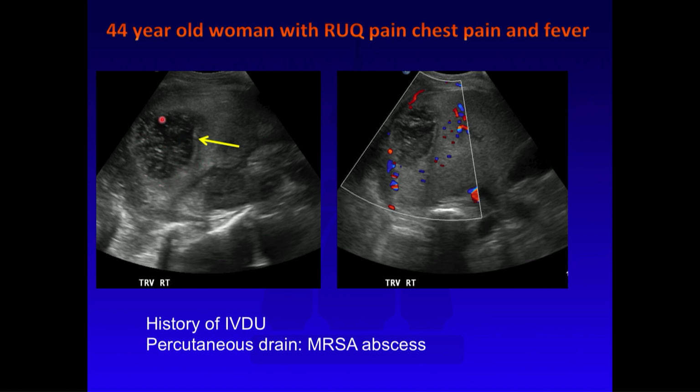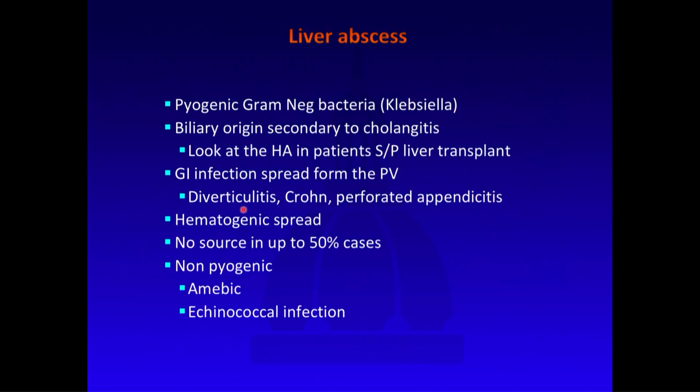Now, theoretically, in a different area, it could be a metastatic disease from squamous cell cancer. They also tend to be cystic. But this was drained percutaneously, and it was an MRSA abscess. So they're not that uncommon, actually, and some of these patients don't necessarily present acutely. Usually, they're pyogenic gram-negative bacteria.